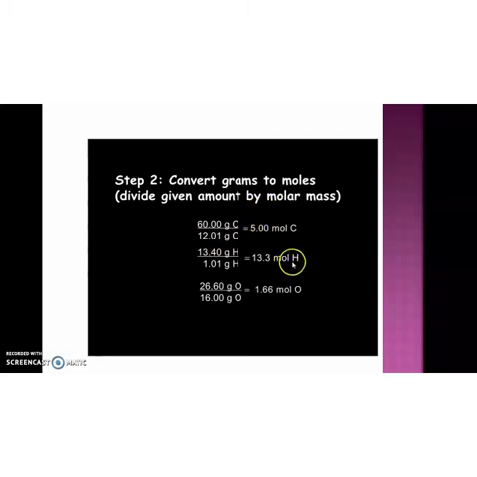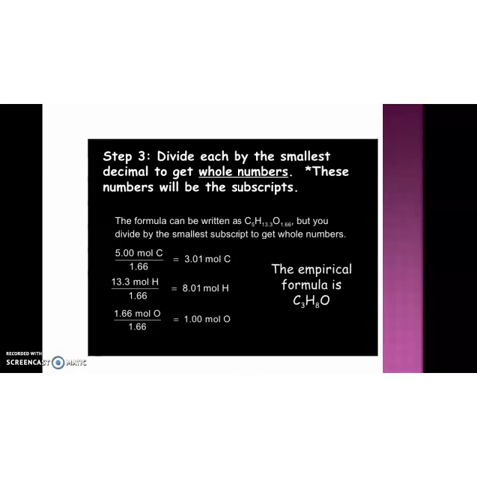Same like that hydrogen. Hydrogen gram is given as 13.4 divided by 1. That is 13.3. Again oxygen 26.60 is the percentage composition. We convert it into the gram as 26.60 divided by 16. That is 1.66 mole. So the gram divided by the atomic mass gives the mole of each element. Okay. So the second step is convert gram to mole.